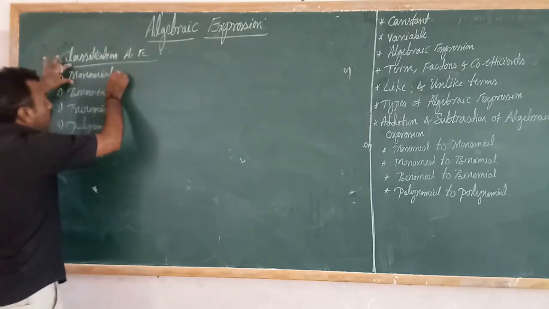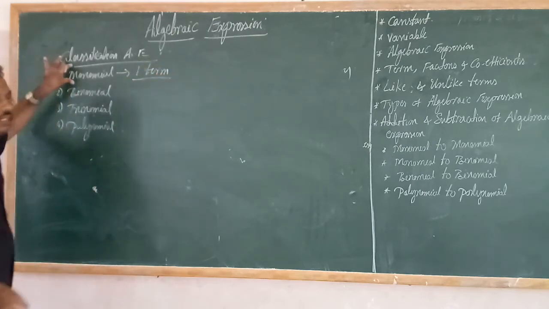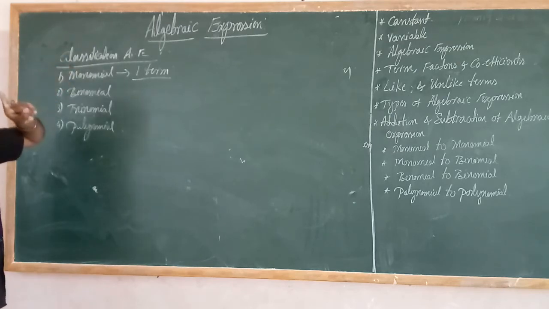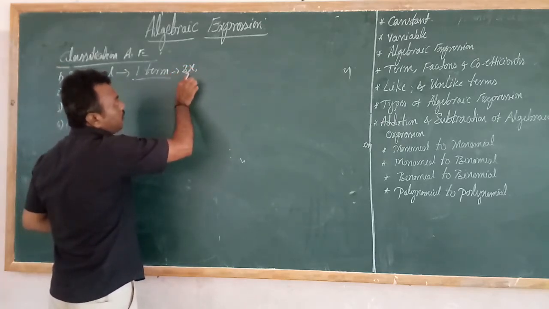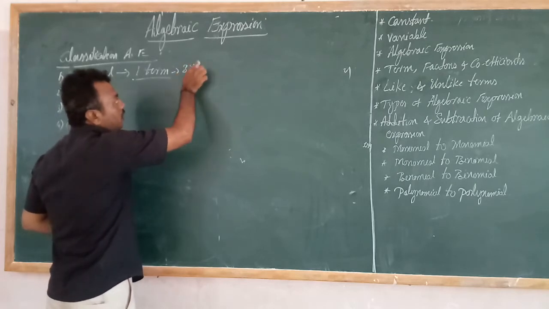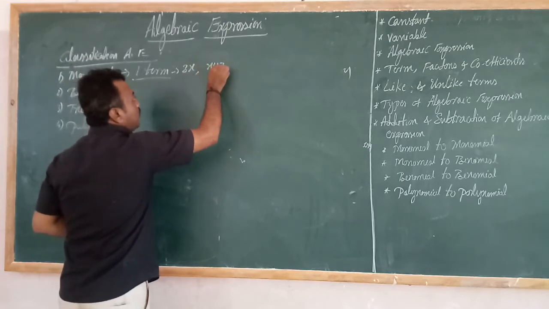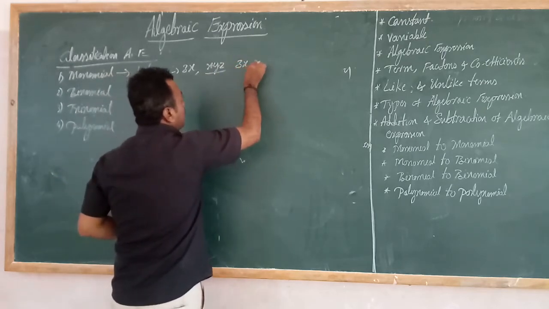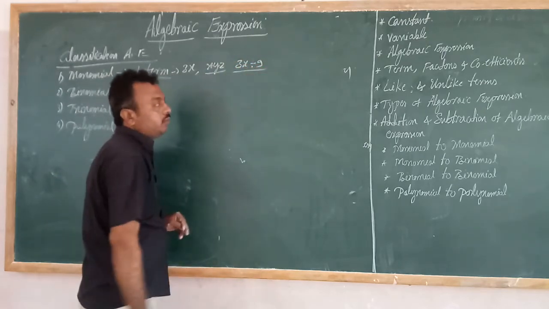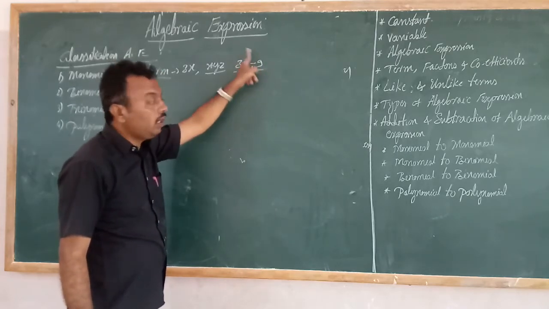What do you mean by monomial? It has only one term. An algebraic expression having only one term is called a monomial. Mono means only one. For example, 3x: between 3 and x which sign is there? Into. If it is the into sign, we consider it as how many terms? Only one term. Then xyz is also only one term because the into sign is in between. Then 3x divided by 9 is also only one term, because between 3x and 9 there is a division sign. That's why it is also only one term.